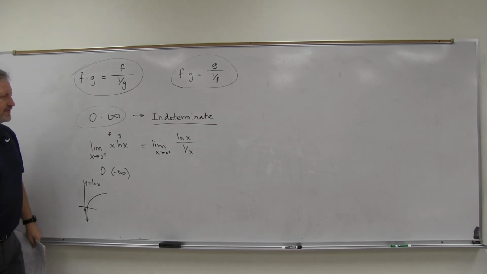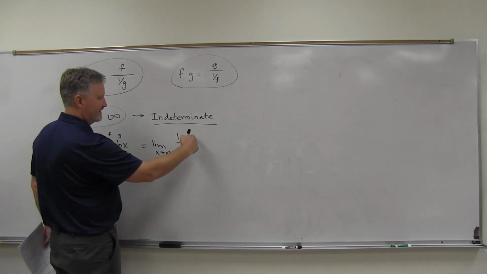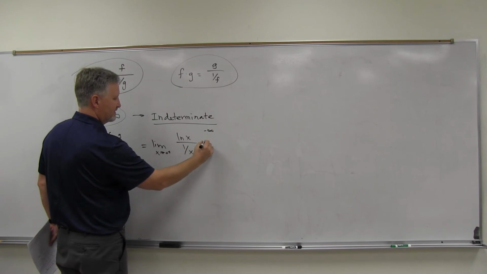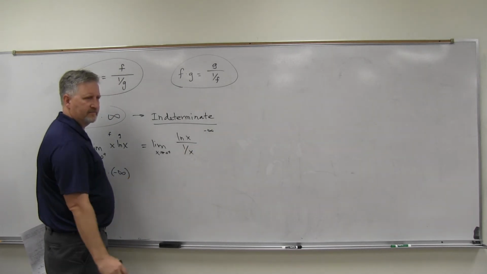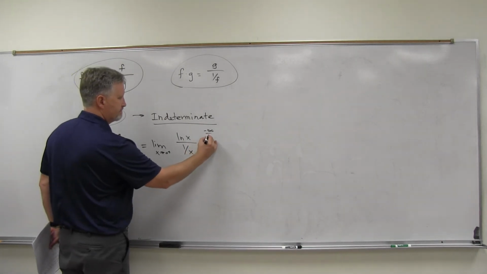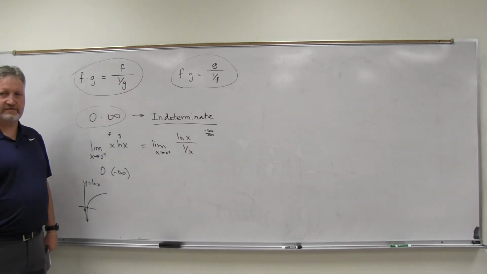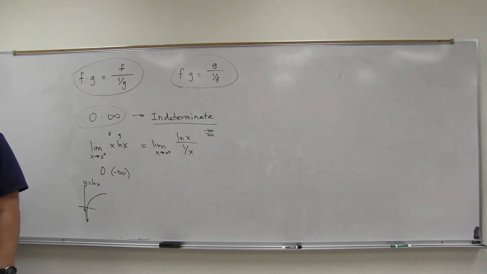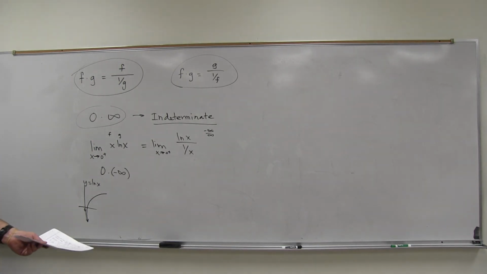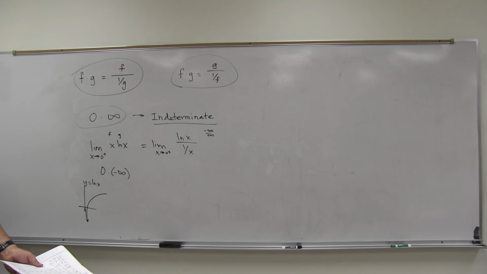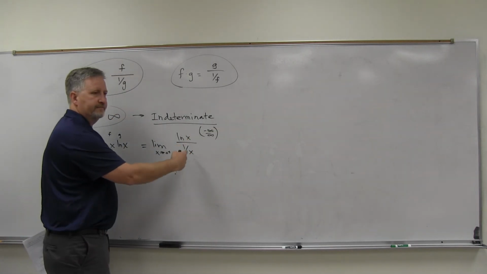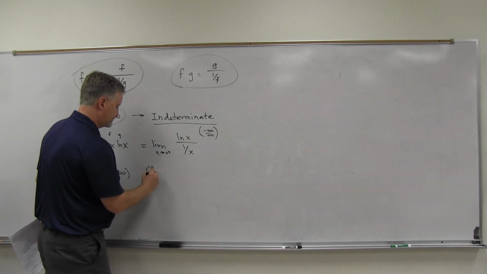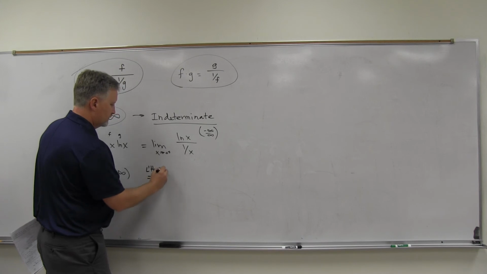All right, well look at that. Now what form do I have? That's negative infinity. 1 divided by 0 goes to infinity, yeah. So this is a minus infinity over infinity, and it's L'Hopital. You can use L'Hopital on that. So this form now, we can use L'Hopital.